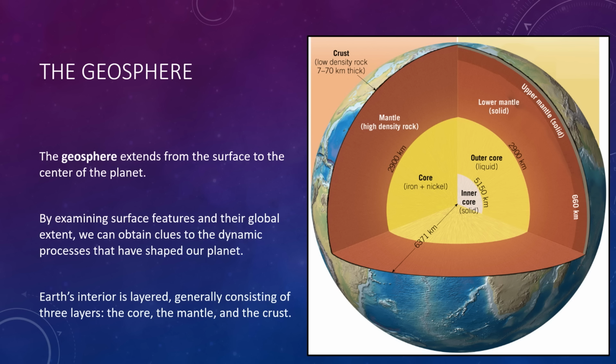Earth's interior, we will find, is layered, generally consisting of 3 main layers, being the core at the center, the mantle, and then the thin crust in the outer layer. As we dive into the course more, we will learn about breakups of layers. We'll talk about things called the lithosphere and asthenosphere, but we'll save that for a future time.